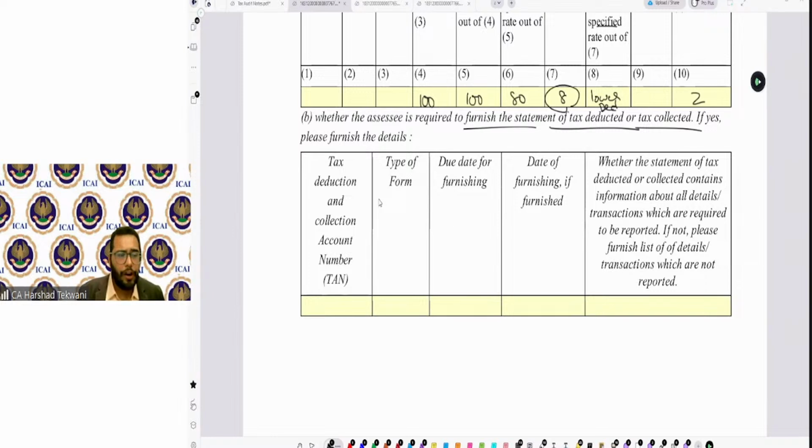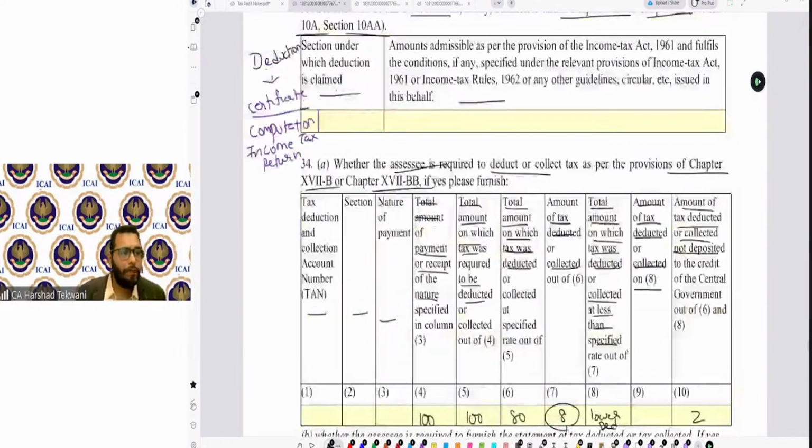So due date of furnishing return, date on which I furnished the return, type of form which was furnished. All these details are required to be given under clause 34.